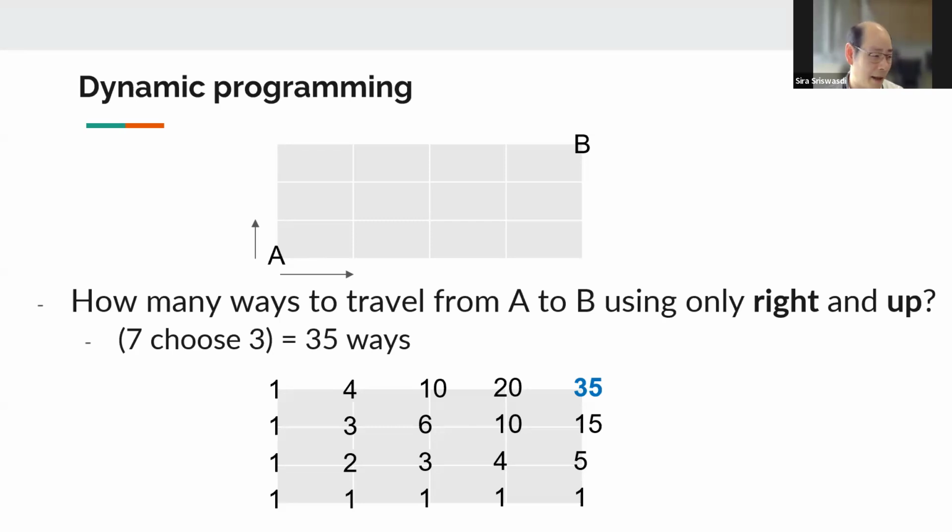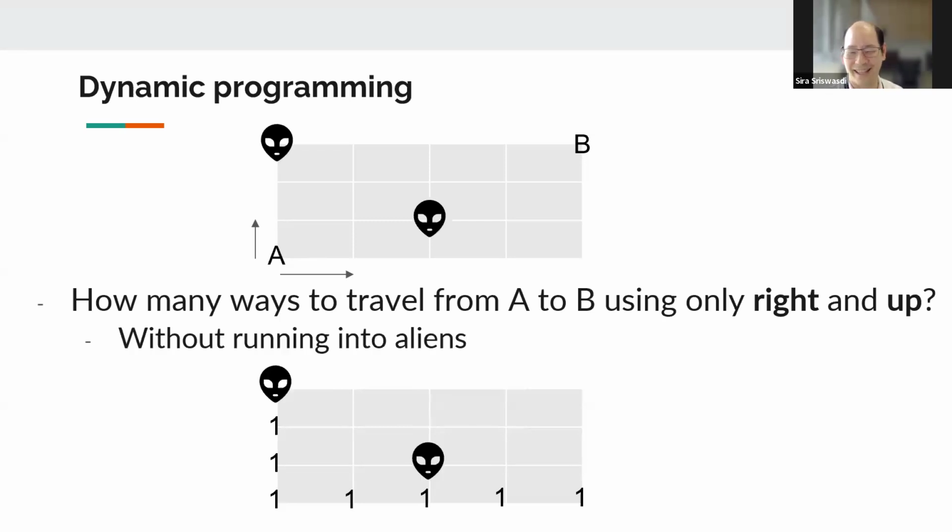And let me show you another example. Let's make it more complicated. Let's say we have 2 aliens waiting for us at 2 positions, and we want to avoid the aliens. So we want to go from A to B without running into the aliens. I should be able to come up with a better obstacle in terms of biology, but I'm not sure. So let's use aliens for now.